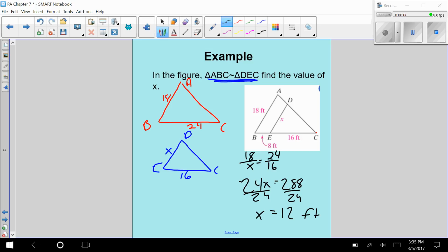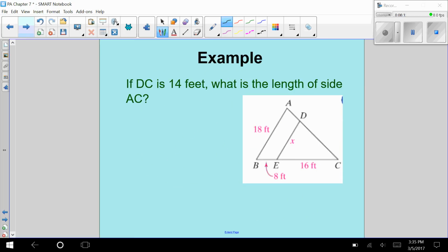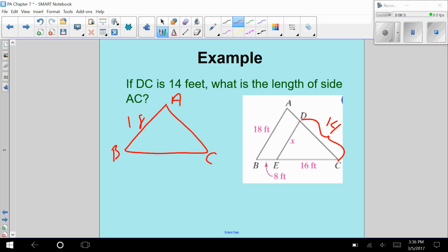I very strongly recommend drawing both of these triangles as your very first step. It'll make it much, much easier. So these are the same two triangles, but this time I'm telling you that side DC, so right here, is 14 feet. What is the length of side AC? All right, well, just like in the last problem, we should draw our two triangles. ABC is the side of 18, and we decided this was 24, and we don't know side AC. And then we have DEC with the side of X and 16 and 14.